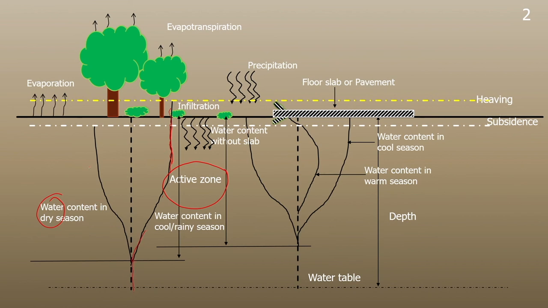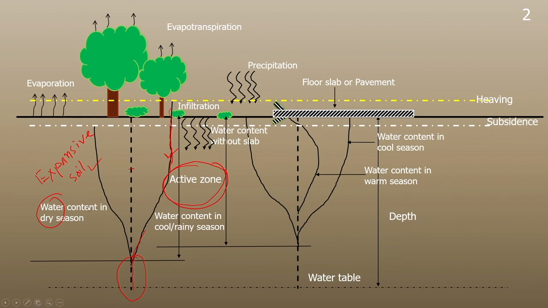If we compare the water content profile for dry season and wet season, we can see the variation in the water content with depth is quite different. But once we reach a certain level up to here, there will not be much variation in the water content with depth. So this zone is known as the active zone. And if an expansive soil is present over here, then the expansiveness of the soil will occur only in this portion.